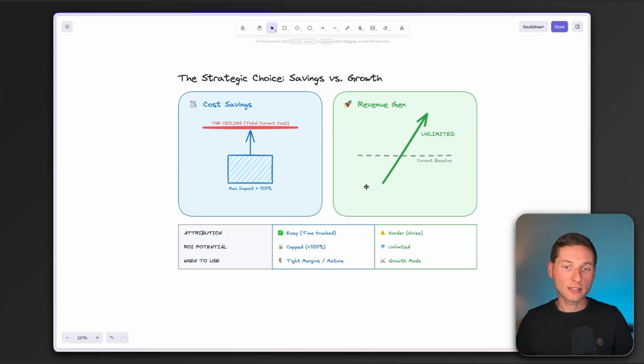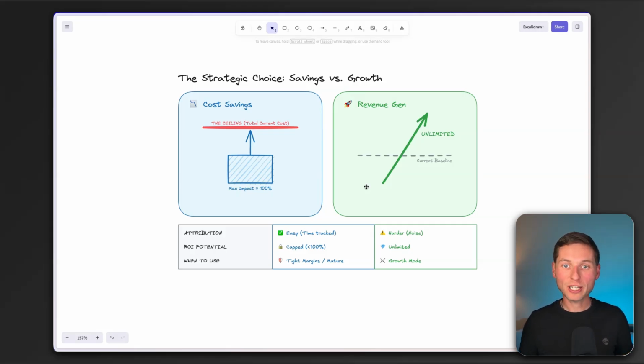And when we take a look at some other comparison factors between the two, for example, the attribution, that depends on the data you gather for these calculations. For the cost savings ones, it's pretty easy. You can, for example, use time tracking tools and software to measure the time you spend on that process before the automation and then after, and compare the two.